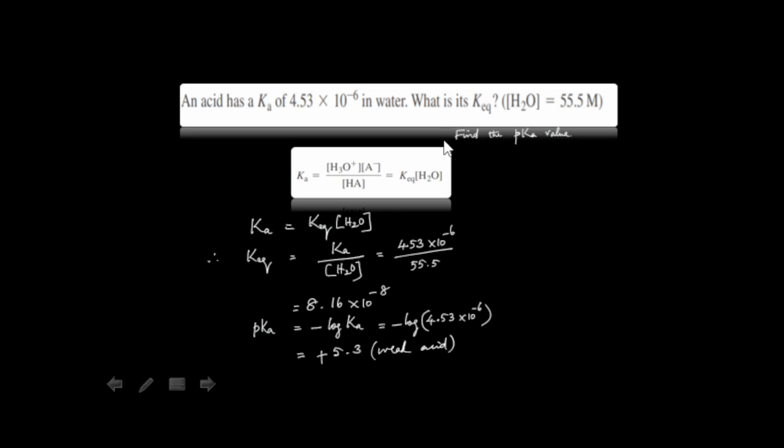Okay. There is one more. Find the pKa value for this also. You know this equation: Ka is equal to K equilibrium times water. So substitute the values and you can find the answer. Here K equilibrium is 8.6 times 10 to the power 18, and pKa is found by taking the anti-logarithm, or you can use 10 to the power minus value, and the answer is 5.3. And you know 5 to 15 is a weak acid. So it is a weak acid.